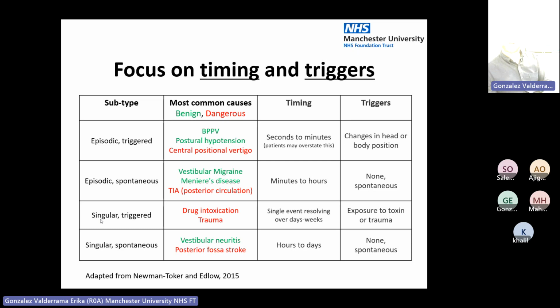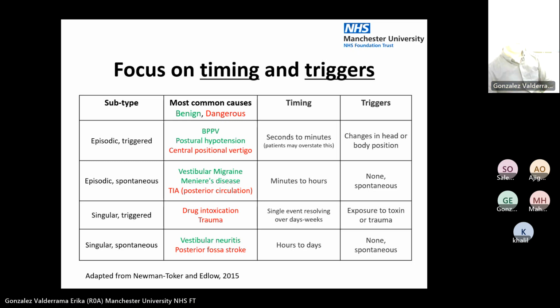Then you've got your two categories of singular events. Triggered singular events are usually fairly obvious from the history because there's usually been some toxin or trauma. So, a temporal bone fracture or a massive dose of a horrible drug or a carbon monoxide overdose or something. There's normally something fairly clear, and there's normally other stuff going on as well that will point you in that direction.